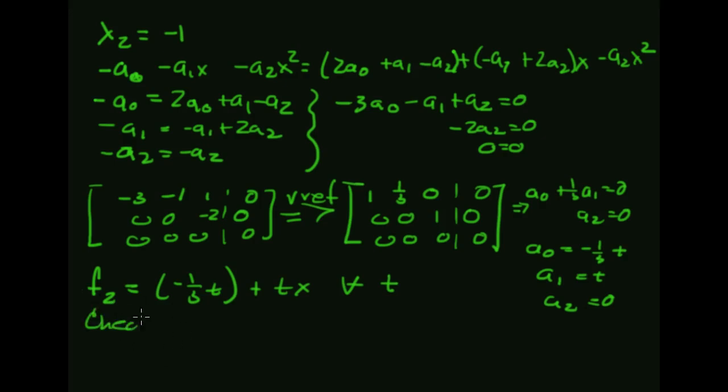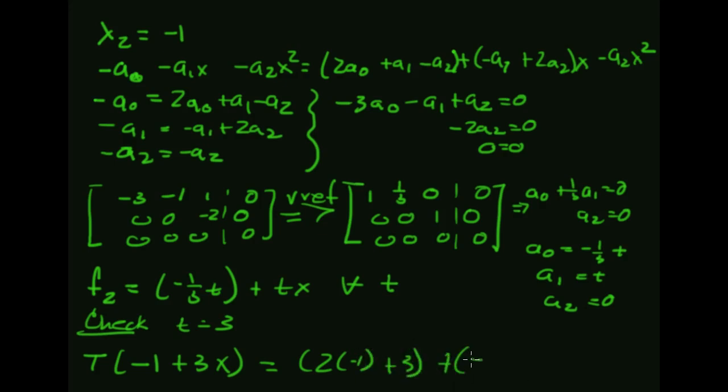We can check that. The easiest thing to check here is to let t equal 3. If I take the transformation of negative 1 plus 3x, this gives me 2 times negative 1 plus 3, plus negative 3 times x, which is 1 minus 3x, which is negative 1 times 1 plus 3x, which is exactly what we started with, times negative 1, which is the eigenvalue. So that one checks out.